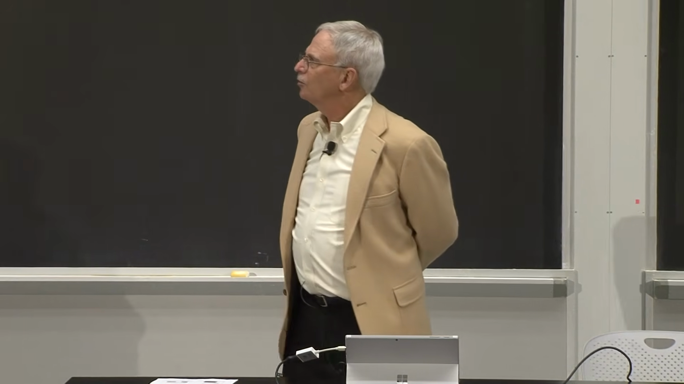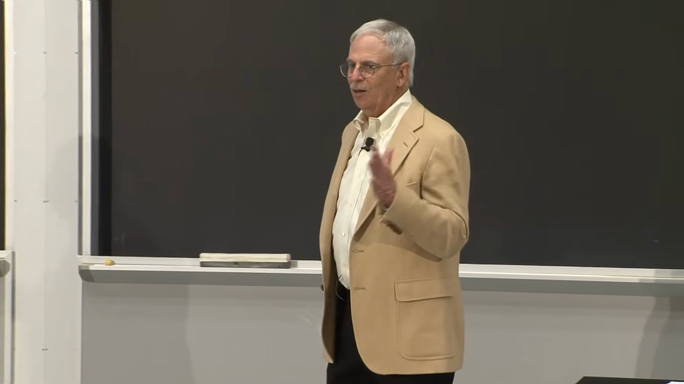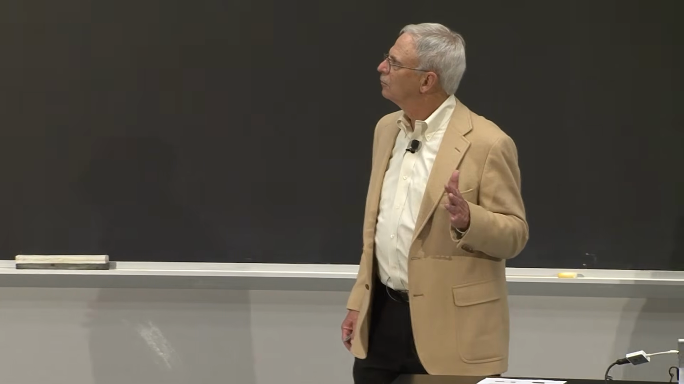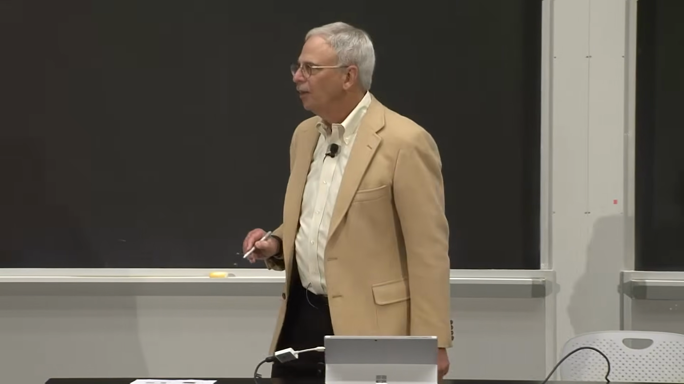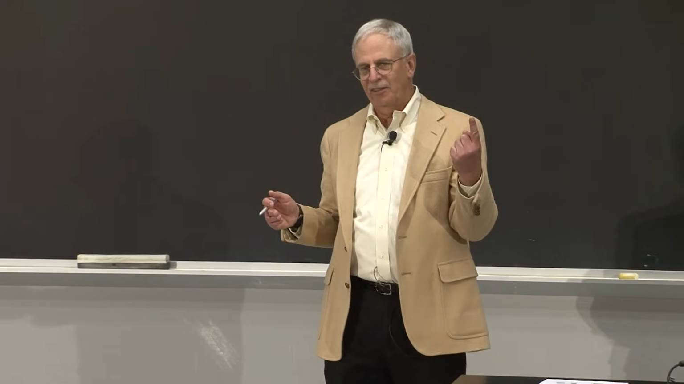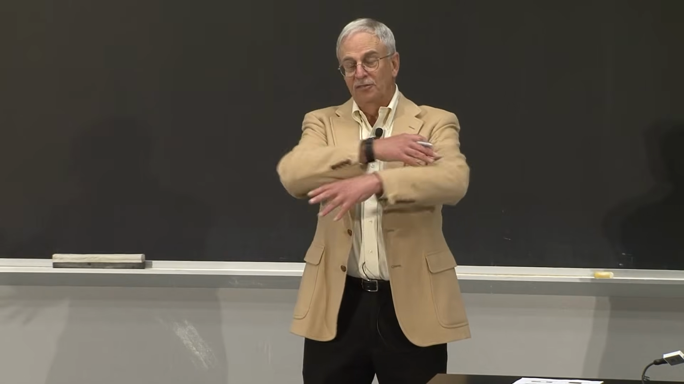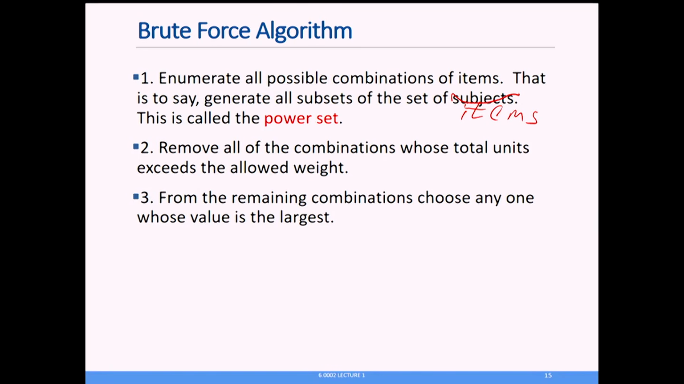Well, the most obvious solution is brute force. I enumerate all possible combinations of items. That is to say, I generate all subsets of the items that are available. I don't know why it says subjects here, but we should have said items. Let me fix that. This is called the power set. So the power set of a set includes the empty subset. It includes the set that includes everything and everything in between. So subsets of size 1, subsets of size 2, et cetera.